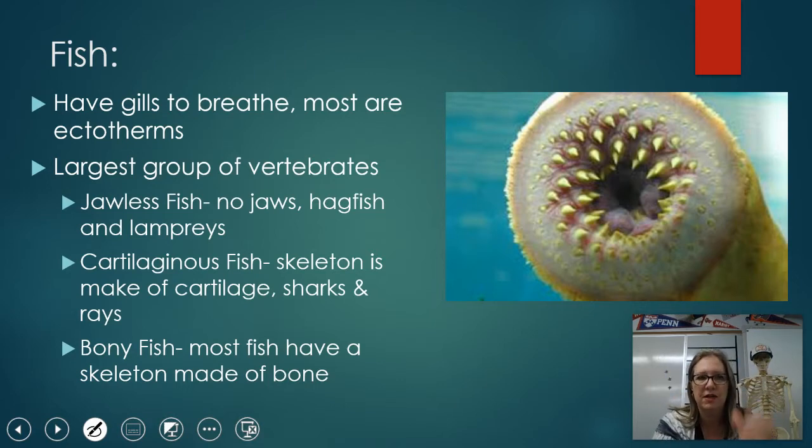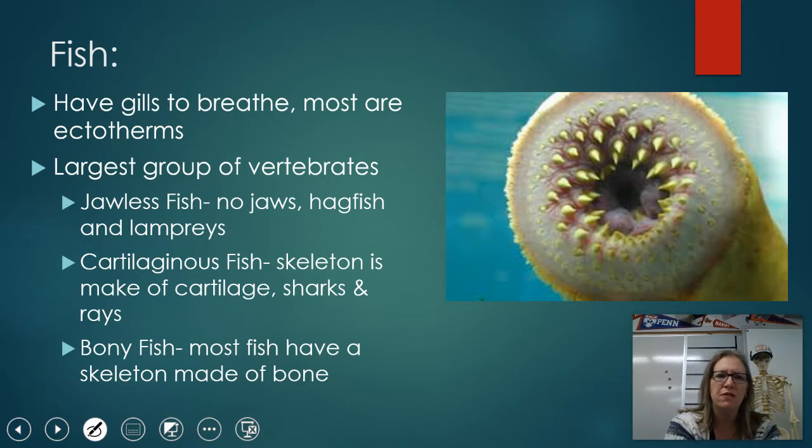First one are fish. Fish have gills to breathe. They do not have lungs. And most of them are ectotherms. So remember that relative complexity. As we've gone through the invertebrates, we've gotten a little more complex. Same thing through the vertebrates, we're going to get more complex. The fish are kind of the most basic, but they have organs. They've got blood, so they're way more complex than, say, a sponge. But they are ectotherms. They rely on the environment for their temperature. And they are the largest group of vertebrates. So when we think of vertebrates, most of them are actually fish.